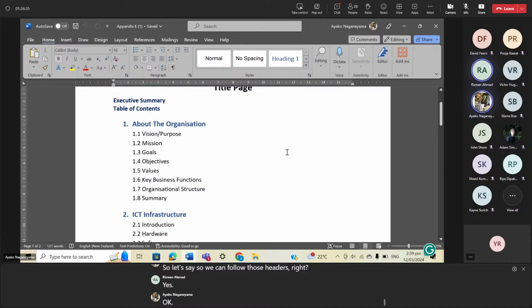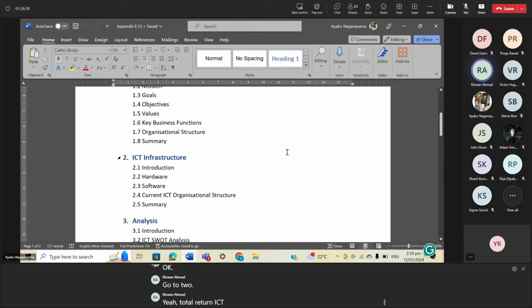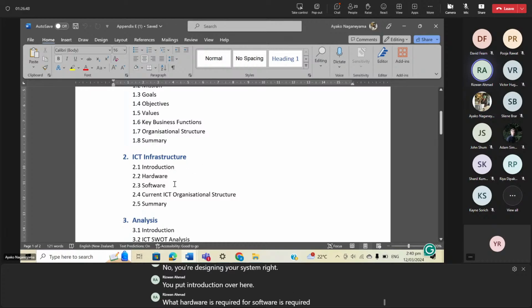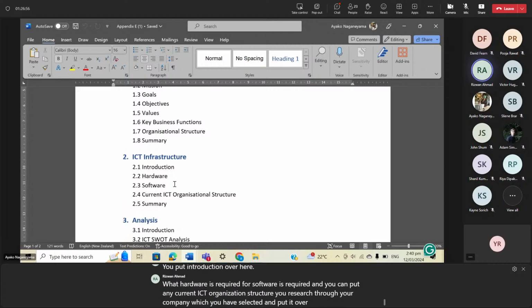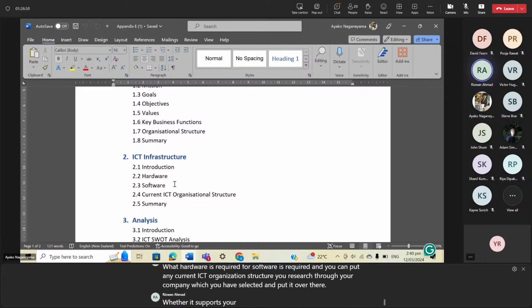Go to section 2. So let's say, ICT infrastructure. Now you're designing your system, right? You put the introduction over here. What hardware is required, what software is required, and you can put any current ICT organization structure you research through your company, which you have selected, and put it over there, whether it supports your intro, hardware and software.